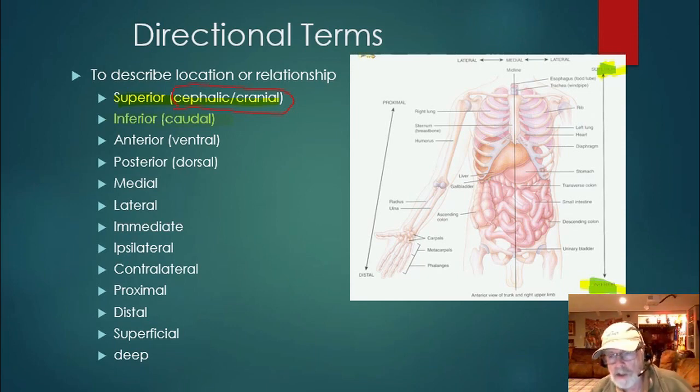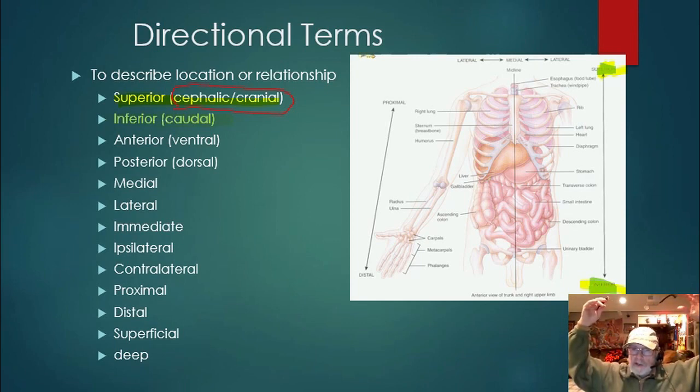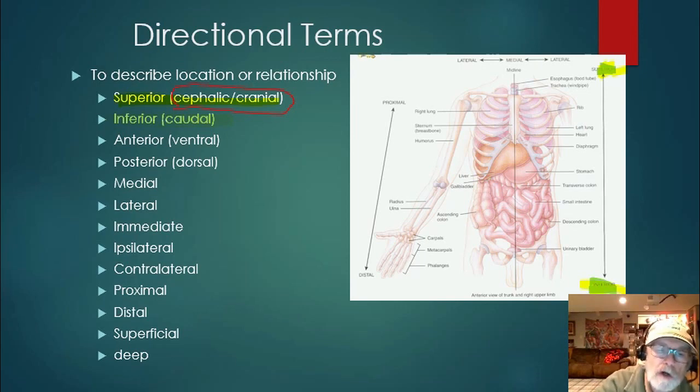I could say that my chin is inferior to my nose. Even though it's not at the bottom of the body, it's still lower in the body, so therefore it's inferior. So superior, cephalic, cranial is closer to the top of the body, inferior or caudal is closer to the bottom of the body. It's usually a term relating one thing to something else. Something is either superior, cephalic or cranial, and the other thing is probably inferior or caudal. The next two words are also paired.